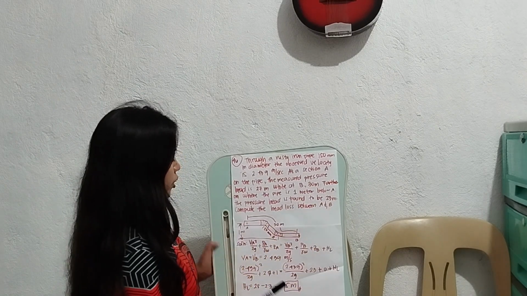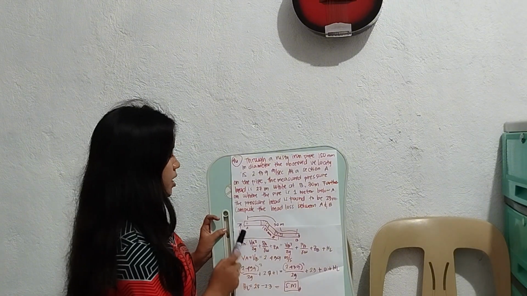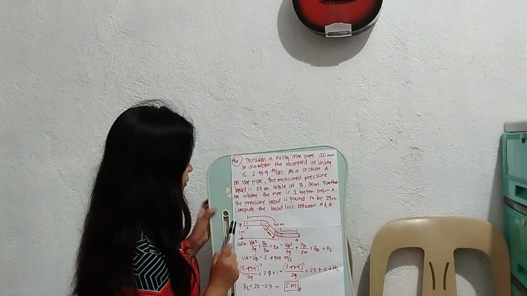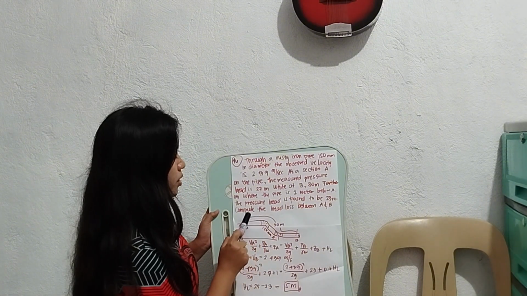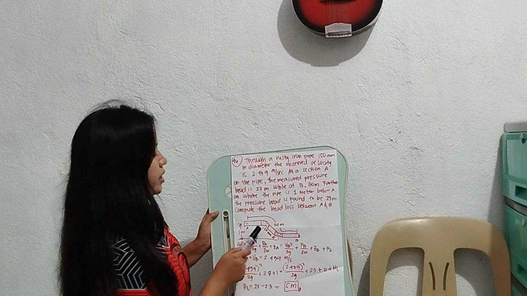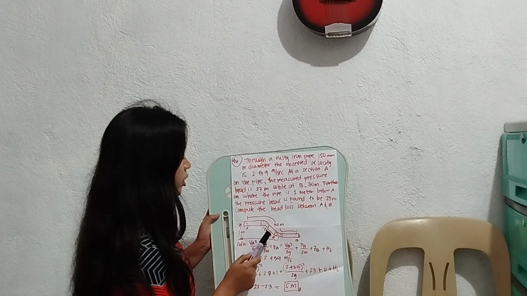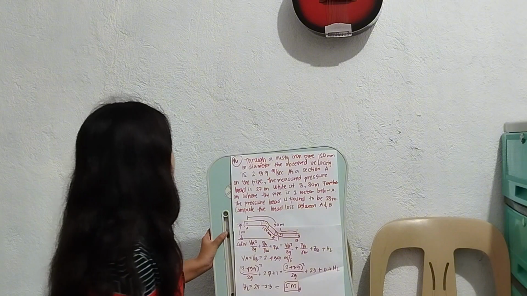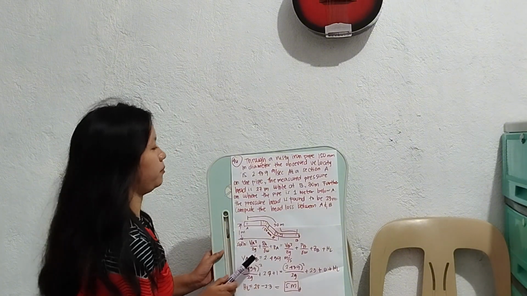So this is our figure. This is where the A and B are, and then the height is 1 meter, and then from A to B we have the 30 meters and our diameter, which is 150 millimeters. So this is our solution for problem 46.